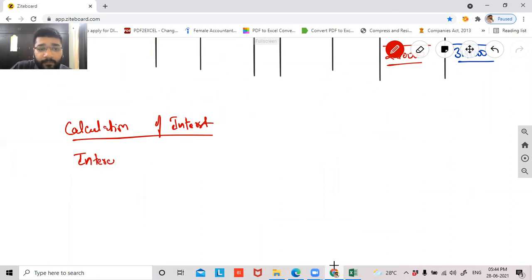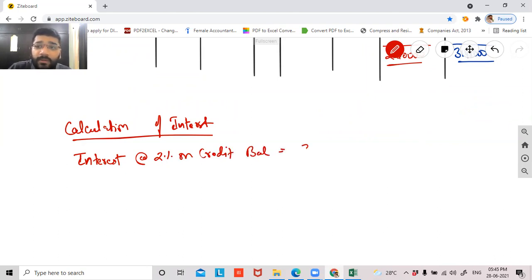Interest at the rate of 5% on debit balance. Guys, what is my debit balance? 2,40,000 rupees. Wait, first I'll do on credit balance. Interest at the rate of 2% on credit balance.